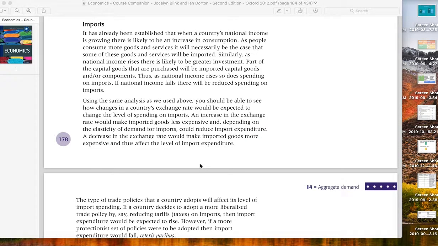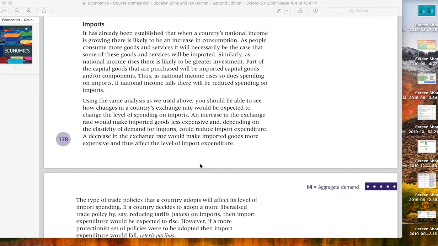Imports, because remember, there's two parts of this equation. There's imports and exports. So imports, M. Okay, so we've already established the fact that a country's national income is going to create an increased consumption. As people consume more goods, necessarily the goods and services might end up having to be imported. Sometimes we consume from abroad. When we're wealthier, we start looking around. We want the fancy stuff from the European countries and all that stuff.